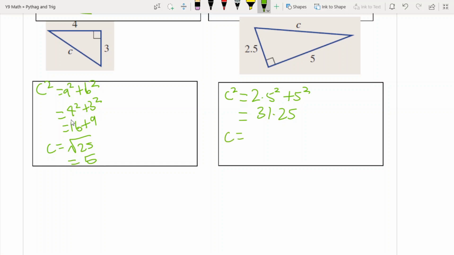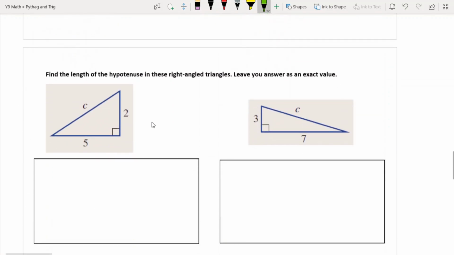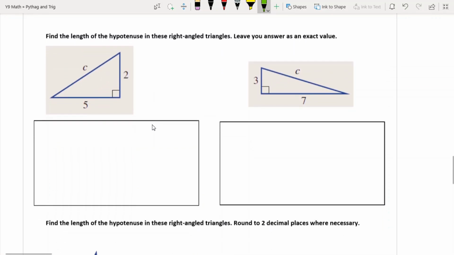Alright, now to get C, we'll have to square root that, and that will give us 5.59. Give yourselves a tick if you got that one correct as well. Now moving on here, let's read the question first.